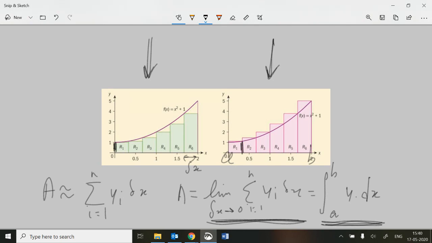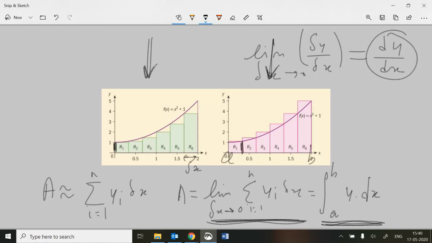This is the notation which we use in integration, and it's essentially saying the same thing, a little bit like when we go from delta y over delta x, and we take the limit as delta x tends to 0, it becomes dy dx. That's now a thing. This is the same here as well, but this is our integration representation of this thing.